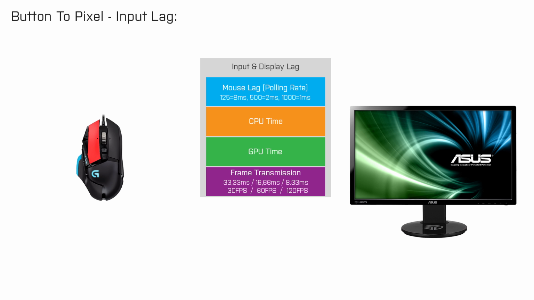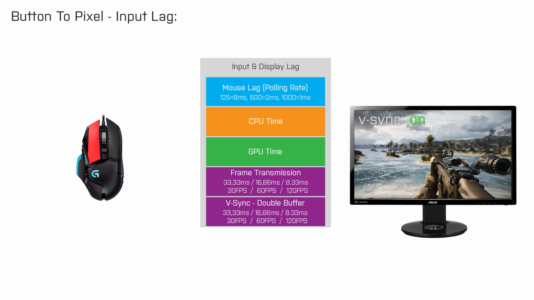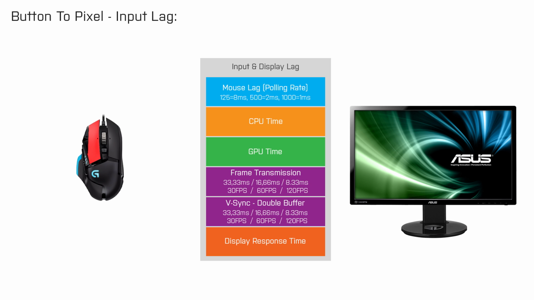Now, if the input data is 1 millisecond late, then it's possible that you will miss that frame transmission, which means that you have to wait for the next one, and that will add an additional 33, 16 or 8 milliseconds to the input lag. If you use VSync, this will fix the tearing issue, but it will add an additional delay to the transmission of the image from the graphics card to the display. And once the image reaches the display, response time will add a few more milliseconds to the input lag. So that's the button to pixel or input lag in layman's terms.